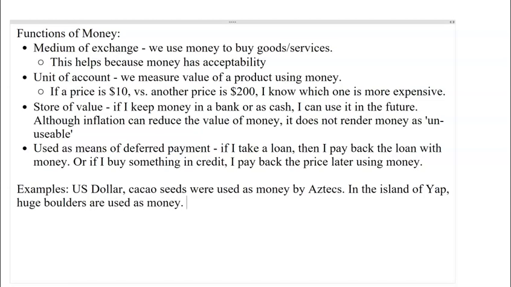So it doesn't have to be portable. You don't have to move it around. It's sitting in one corner of an island. Someone owns it, and then that boulder is used as money in their daily lives, or was used. I don't know if it's still used today, but it was definitely used as money. So anything that fulfills all these functions can be used as money. Now, why is money needed?